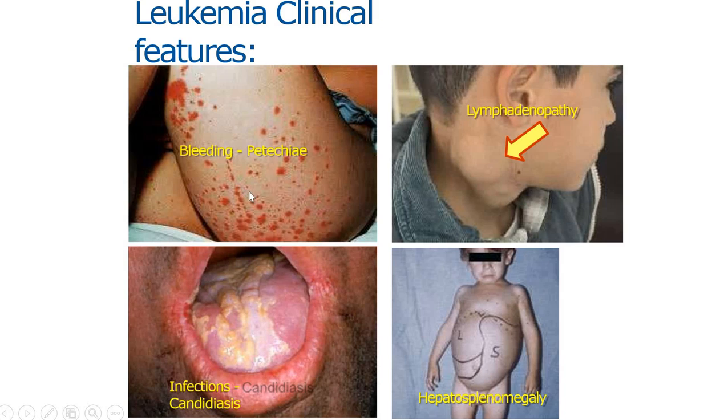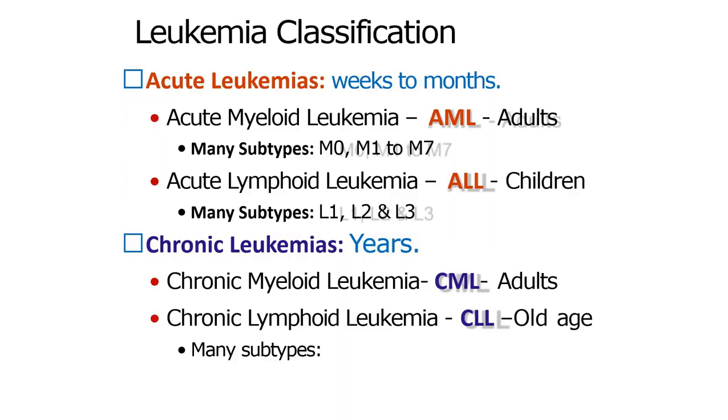Because of the excessive bleeding, platelets are not there, so the person is not able to stop the bleeding. Here you can see lymphadenopathy, and on the tongue you can see these whitish patches, which are nothing but candidiasis, because the person is prone to infection. This is a type of fungal infection. And here you can see hepatosplenomegaly, enlarged liver, enlarged spleen. So massive hepatosplenomegaly may be noted.